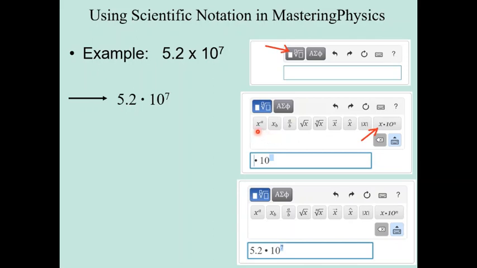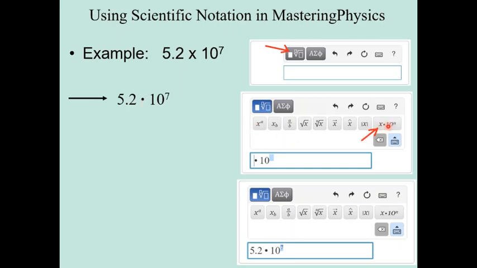This one is for an exponent, x to the a. This one is for a subscript. Here's how you make a fraction. Here's a square root, etc. What we want is this last button over here on the right. Notice it says x dot 10 to the nth power. That is the button we're going to use, because we're going to write 5.2 times 10 to the 7 like this: 5.2 dot 10 to the 7. The dot just means multiplication.